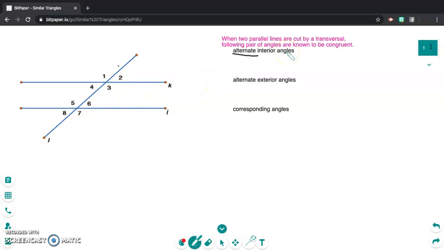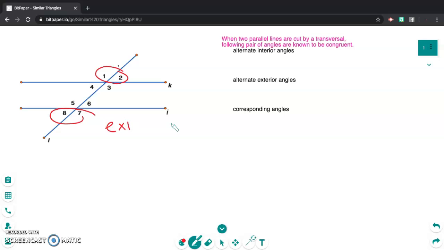Here, when two parallel lines are cut by a transversal, the following pairs of angles are known to be congruent: alternate interior angles, alternate exterior angles, and corresponding angles. We're going to talk about one more pair of angles that are not listed here, but we're going to keep going for now. So first, let's talk about interior angles. All of these angles on the inside of these parallel lines will be considered our interior angles. And on the outside here, all of these angles will be considered exterior angles. That should give us a better overview when we start talking about alternate interior and alternate exterior angles.